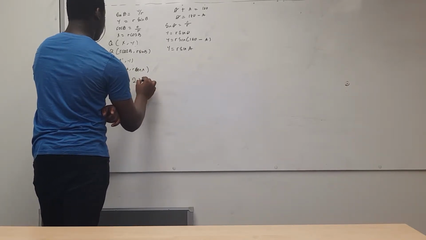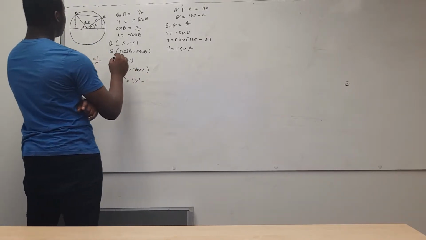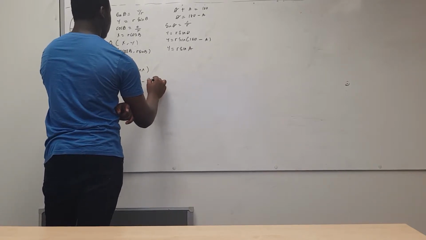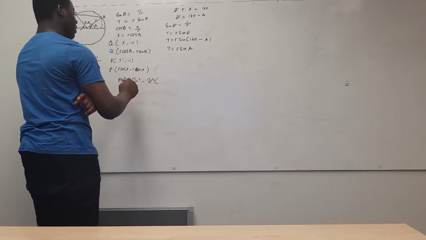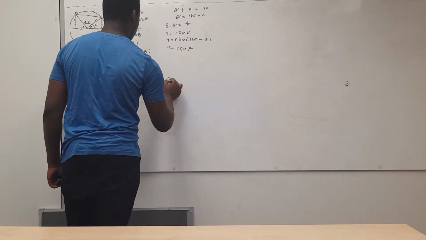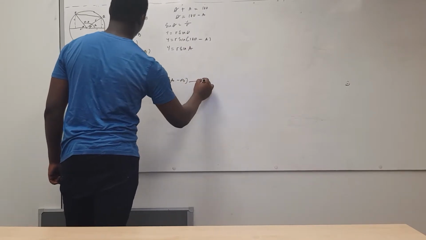2r squared minus 2r squared again, cosine a minus b. So that's one identity for PQ squared.